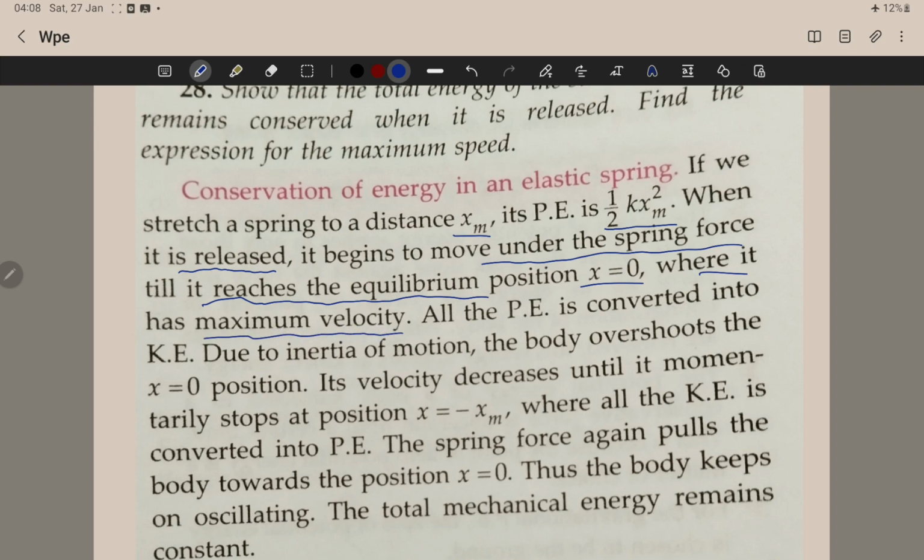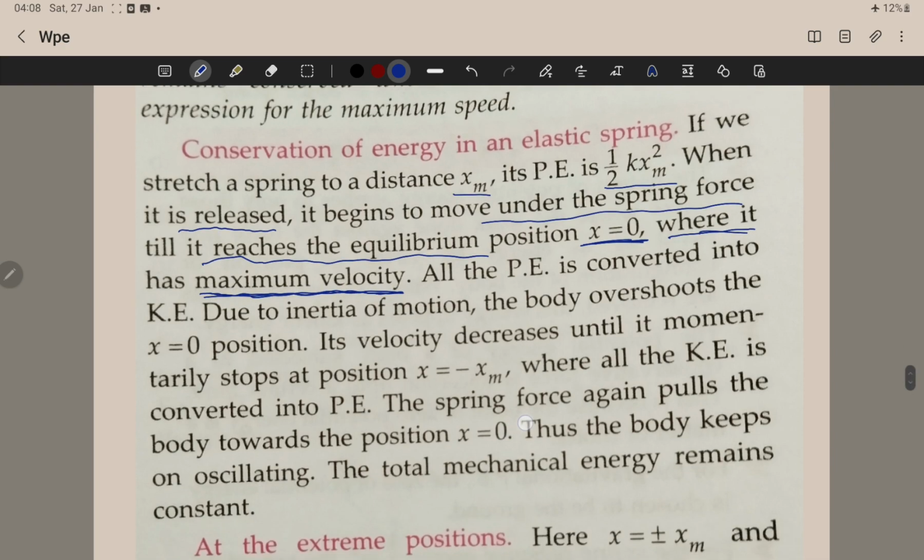So at position x equal to 0, what happens? The potential energy becomes 0, so all this potential energy gets manifested into kinetic energy. At the equilibrium position it has maximum velocity because kinetic energy is maximum there. All the potential energy is converted into kinetic energy due to the inertia of motion.